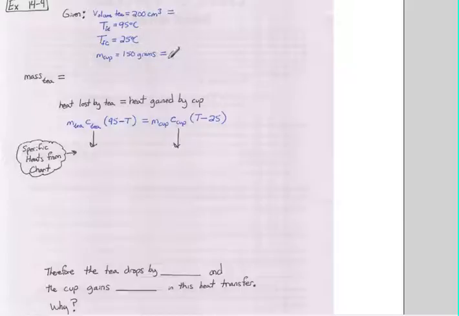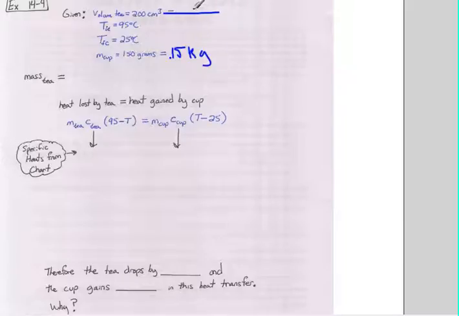They give us the cup's mass. We better convert that to kilograms, so it's 0.15 kilograms. And they give us the volume of the tea, 200 cubic centimeters. That can't be very many cubic meters, so let's convert that real quick to cubic meters.